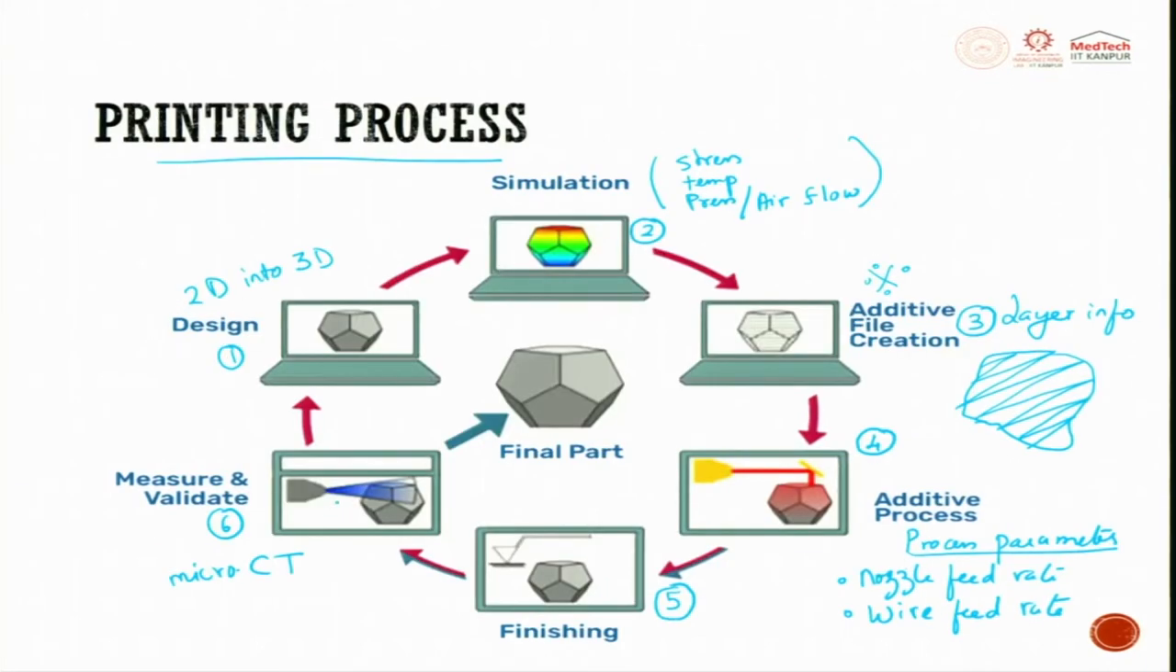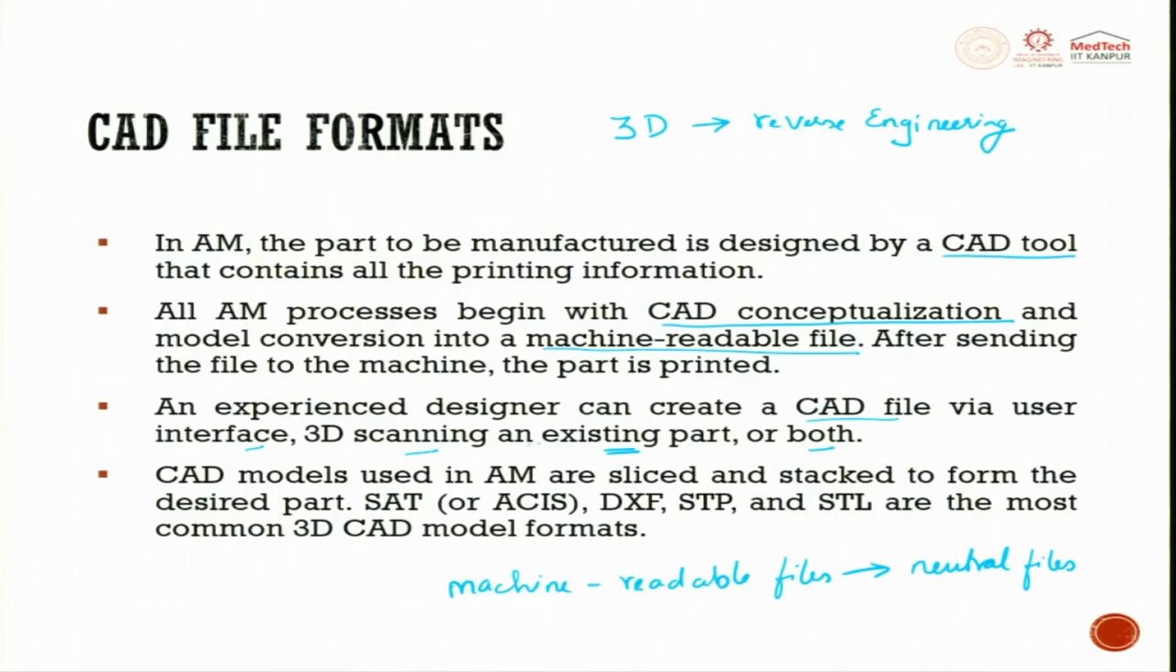If you look at it, rather than validation, if you use it only for measurement, using light or X-ray for measuring the dimensions of the part, that is nothing but reverse engineering. So, that is what is talked about here. So, 3D scanning an existing part, or you can have a combination of these two.